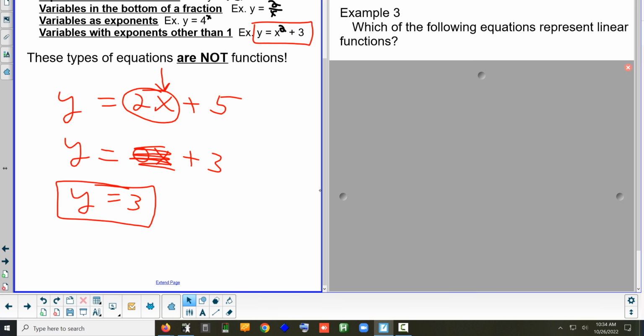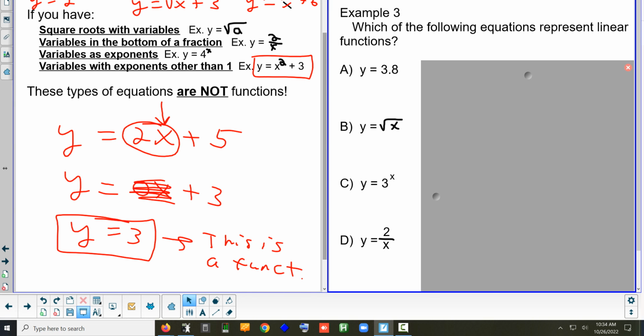And if that happens, that's okay. If you get y equals a number, this is a function. It's kind of a special case. I know it's not y equals mx plus b, but that would still be considered a function. There's no variables in the bottom. There's no exponents that are variables. There's no tricky stuff. I call this stuff up here tricky stuff.